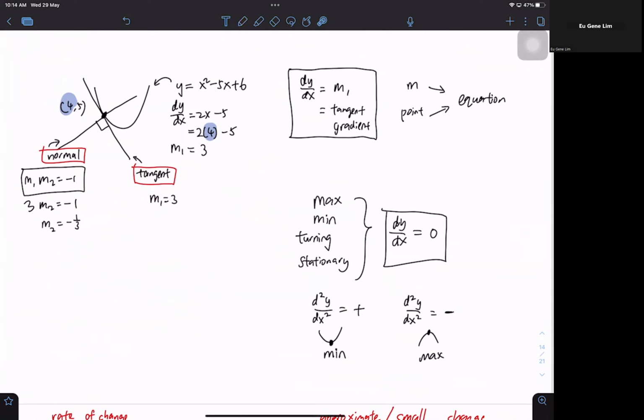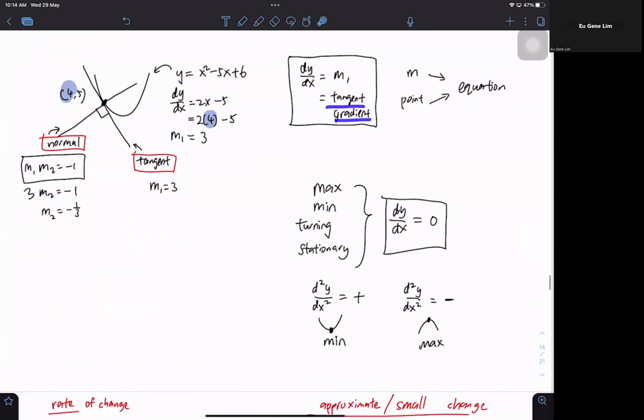All right? And then remember, this one is very important. dy/dx is M1, which is the tangent gradient. So when you differentiate already, let's say this one, for example, you substitute the x, then you calculate. The answer is M1. dy/dx is M1.